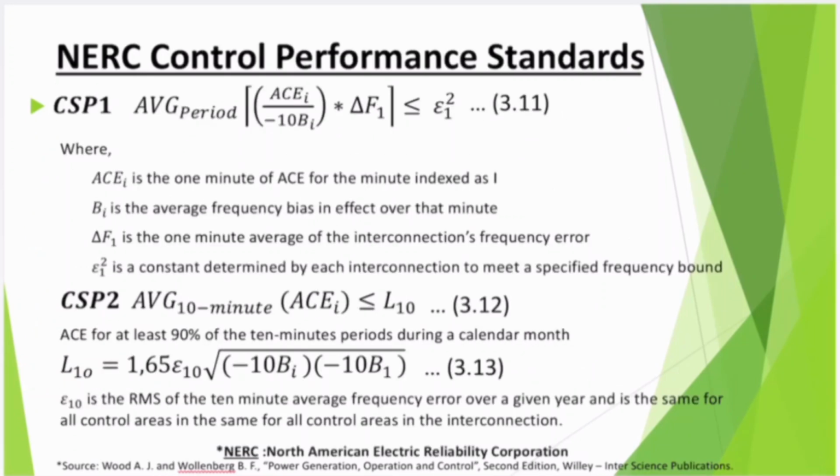Now, NERC control performance standards are defined for a given situation, up to what extent we can tolerate the deviations. Now, let's say you have n number of systems connected by tie line control. If one misbehaves, that will impact the whole system. So you have to be very careful and follow the guidelines.